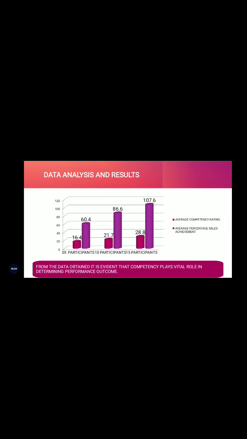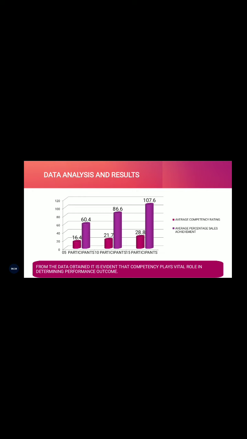So if we look at the bars, the behavioral anchored rating scale, you can see in this graph that for the 5 participants, we have taken the average, whose average BARS is 16.4, and their achievement, if you look at the purple bar below, was 60.4%. This is a sales achievement I'm talking about.